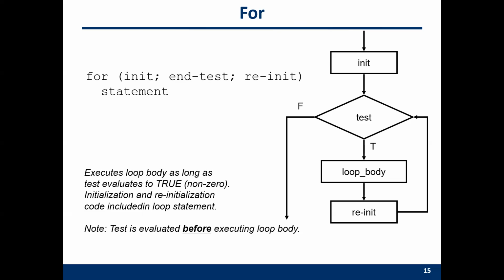So after initialization, you test the condition. If this is true, then you go into the loop and run the loop body, and then run the reinitialization, and go back to the test condition until it's false. If it's false, you go out of this loop and run the next instruction.